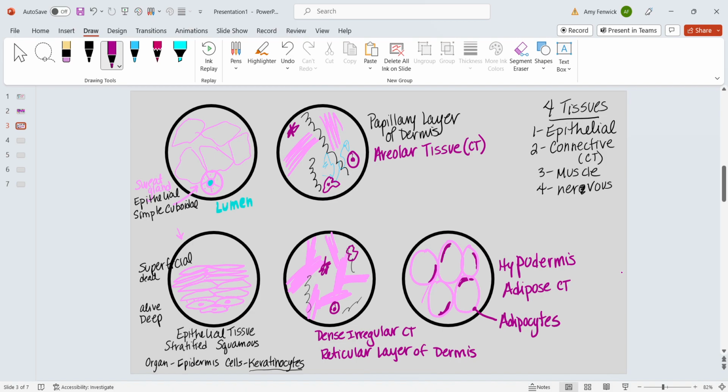Now, notice how with the areolar tissue and the dense irregular tissue, I did not say the types of the cells. There are many types of cells in these two types of tissues, but fibroblasts and fibrocytes are some of the more common.